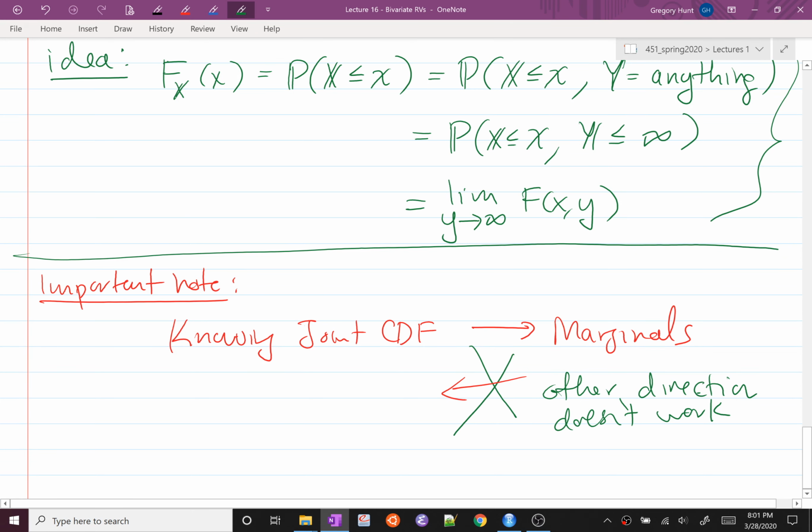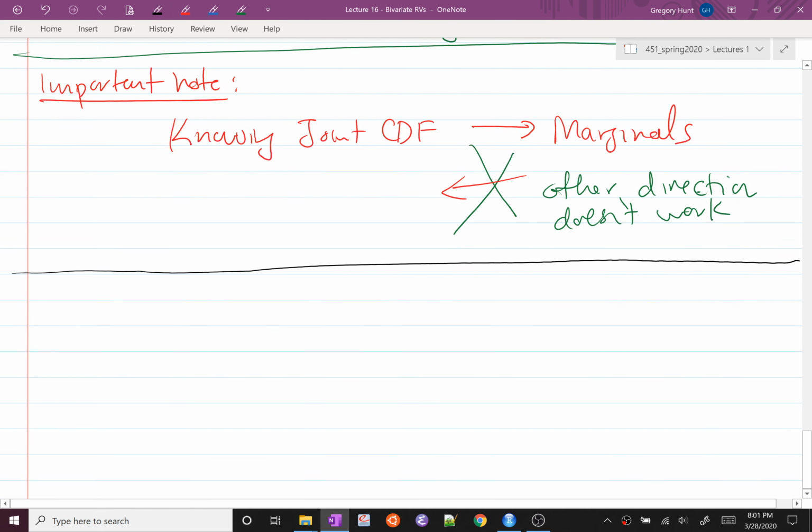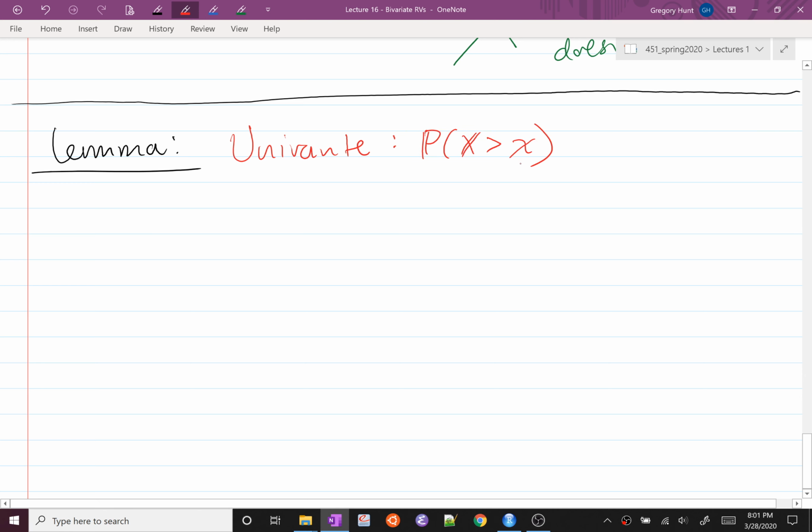So let's look at some other analogous lemmas to the univariate case that we have in the multivariate or bivariate case here. So here's a lemma. Lemma meaning just a short little fact. In the univariate case, if I wanted the probability that x was bigger than or equal to some little x, I could take 1 minus the CDF.